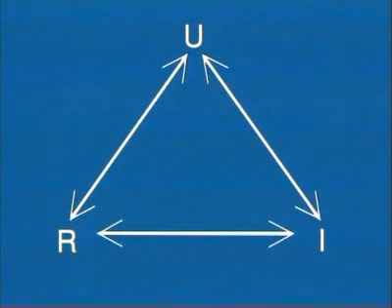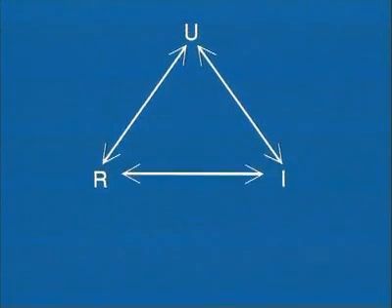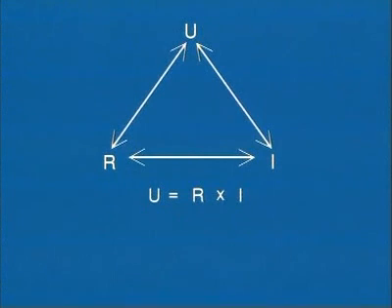These three variables are mutually dependent, and this can be expressed with a simple formula. V equals R times I. In other words, voltage is resistance times current. Or more practically, current equals voltage divided by resistance, because normally the voltage is given. And the whole thing has a name, Ohm's law.